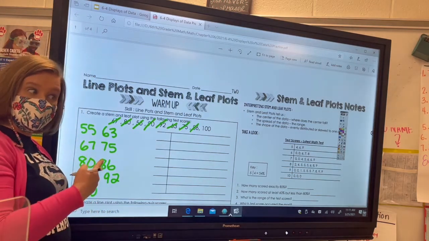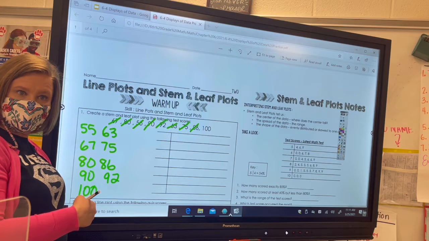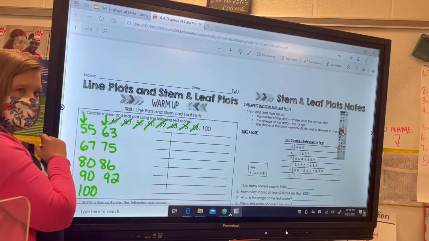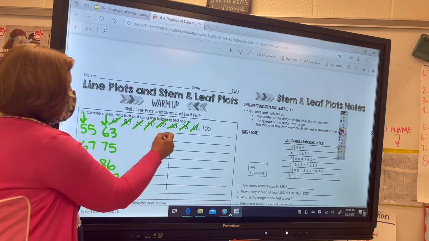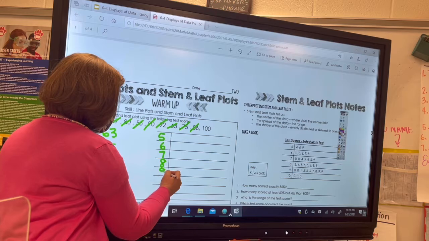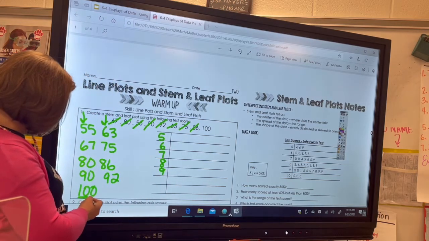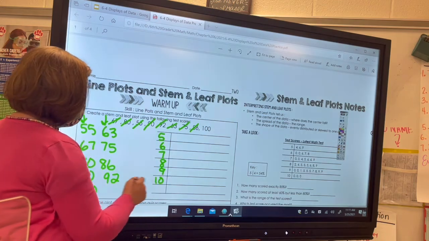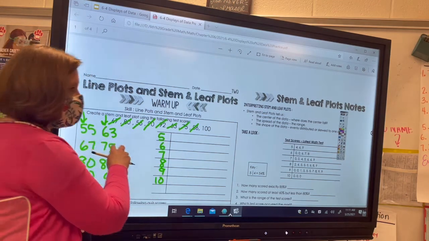So you're gonna put the tens place on the stem part? So what do we need? We need a 5, we need a 6, 7, 8, 9, and what's in the tens place here? 10. Yep. So what do we need in the ones place?